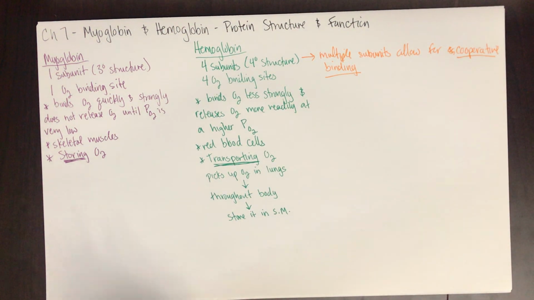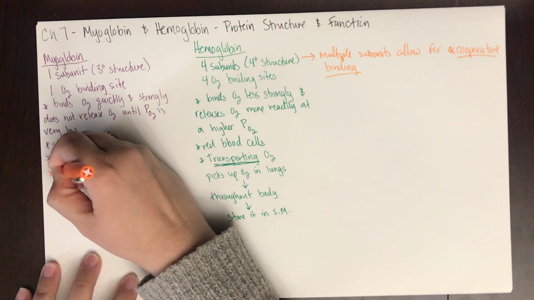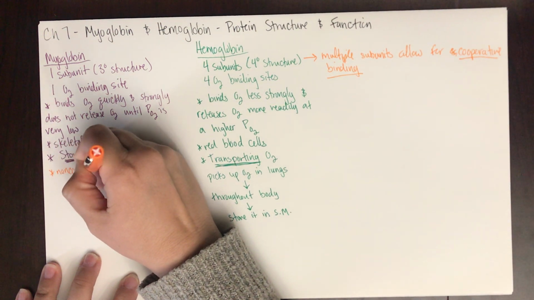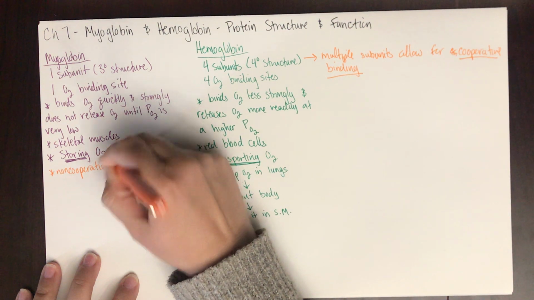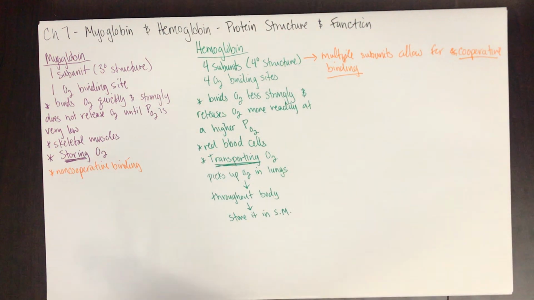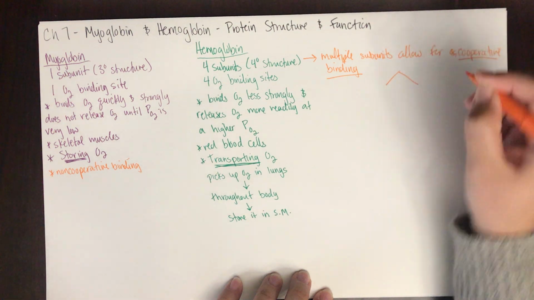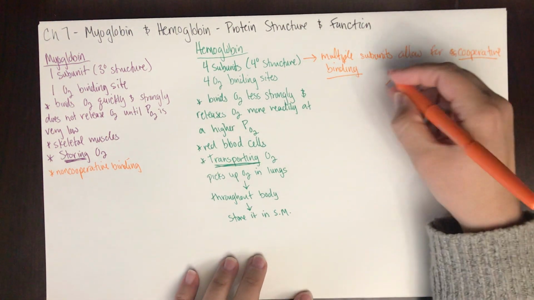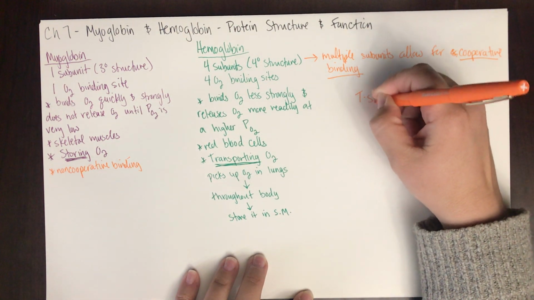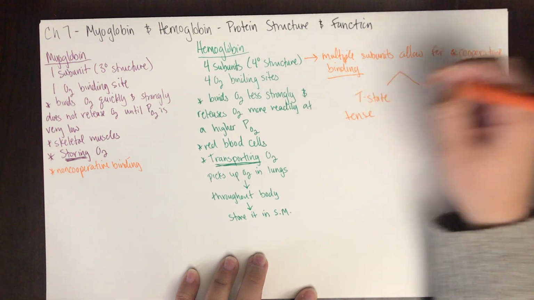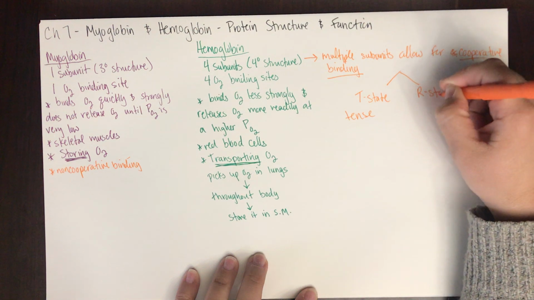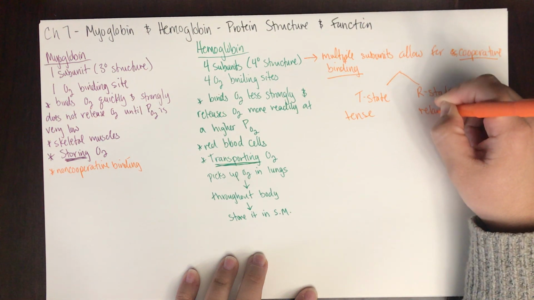Hemoglobin has cooperative binding, myoglobin has non-cooperative binding. To have cooperative binding, you have to have more than one subunit, more than one domain. So this cooperative binding exists in 2 states. One state is called the T state for tense, and one state is called the R state for relaxed.